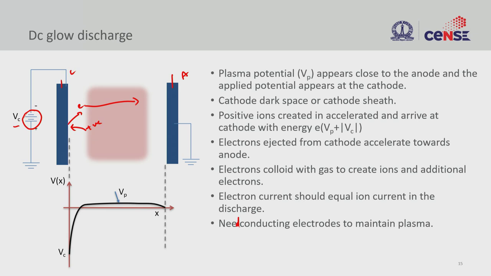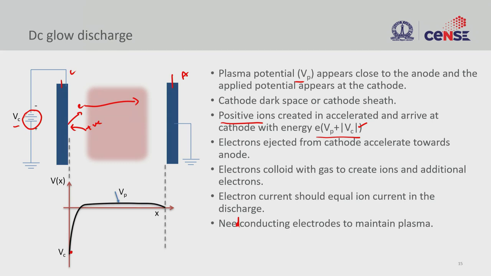So let's look at the energy of these ions and electrons. A positive ion that is accelerated towards the cathode will have the energy equivalent to e times (Vp plus Vc). Vp is nothing but the plasma potential, and Vc is the drive potential that we apply. So this is the accelerating voltage, and you can vary this based on your applied voltage. If you look at the potential across the two plates, you will have the negative potential that we apply as a DC.